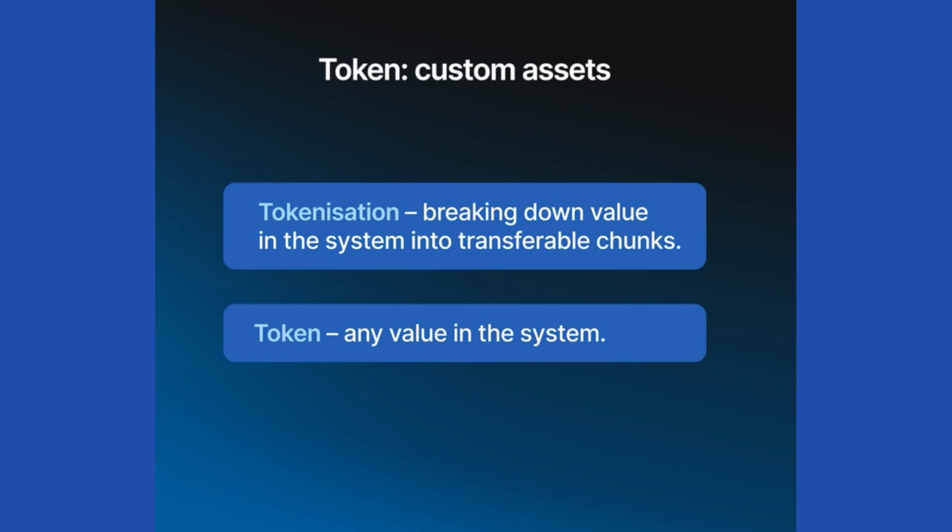And whenever you break down the value stored in your system into transferable chunks, it is a process that we call tokenization. So token is a technical term that means anything of value in your system. So let's take a look at what kind of tokens exist in TON.